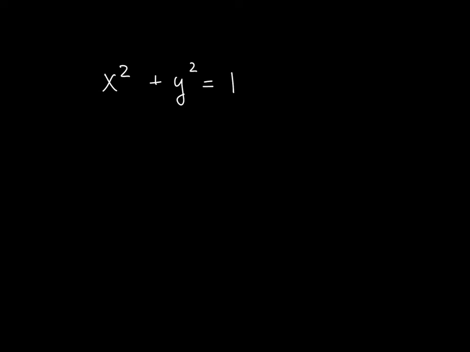Okay, so we're going to go through and find the first derivative. We're going to do that with respect to x for each one of these pieces. The derivative of x squared with respect to x is just the power rule, and that would be 2x.